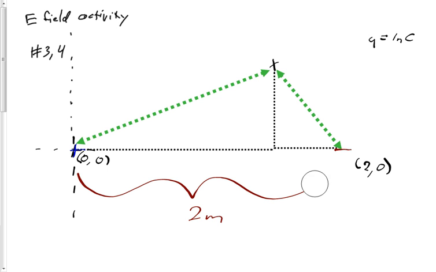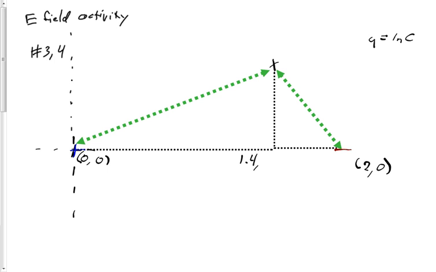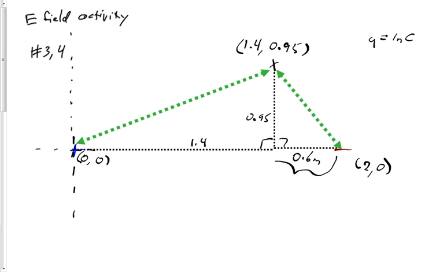So with that said, let's keep in mind that this is 2 meters, but let me go ahead and erase that. And we're going to have that test charge at a location of 1.4, 0.95. In fact, let me bring that up here. Notice how I already broke it down into a couple of right triangles here. And that would leave us a distance of 0.6 meters between those 2 points.